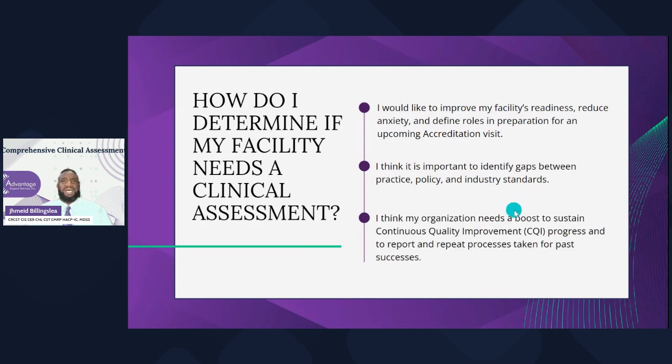The last thing is, I think my organization needs a boost to sustain the CQI process, right? And the key word in the CQI process is the continuous, right? You can't just do rounds once a year and think that those things are going to stick. By doing it more frequently, by making an action plan of things that you find, that's going to help you to success. And also make sure that you don't have a finding on something that you had a finding on before, or that some of the things that you improved two years before your accreditation don't slip before your next accreditation visit.